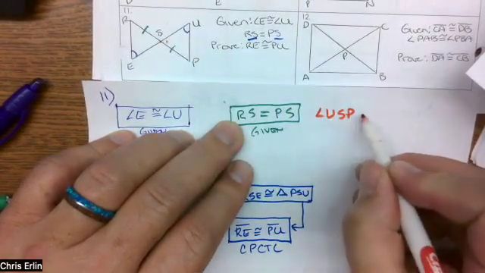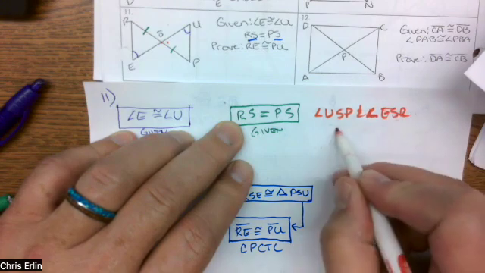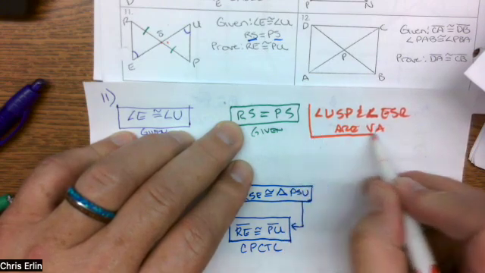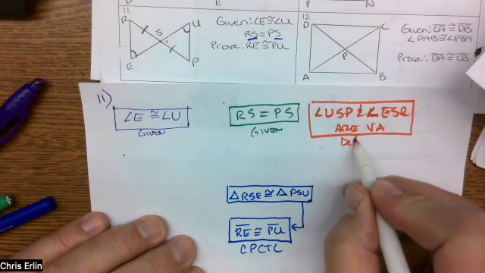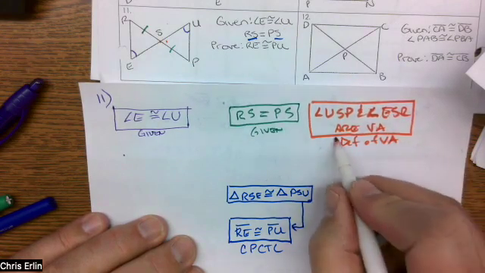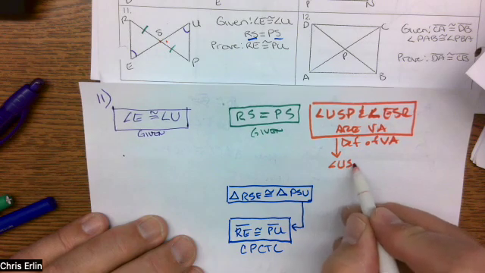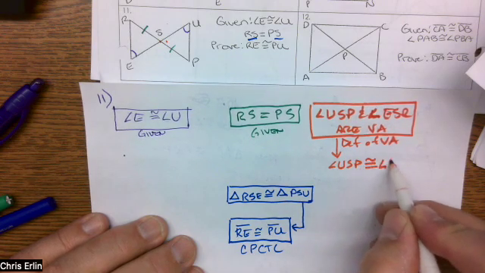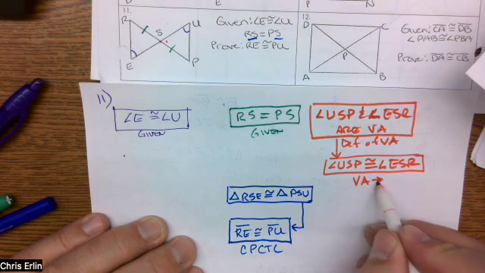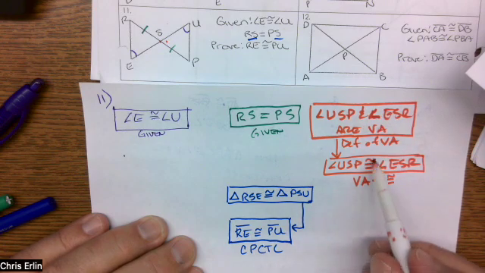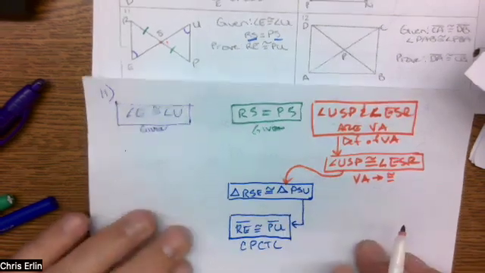Angle USP and angle ESR are vertical angles. What's my reason for claiming they're vertical angles? Good. Definition of vertical angles. And now that I've claimed they're vertical angles, I can directly draw from that a fact. What's true then? Beautiful. I can now say these two angles are congruent. Why? Because if they're vertical, then they're congruent. I said they're previously vertical. Now I'm saying they're congruent. So this fits perfectly. And this is one fact leading to this.